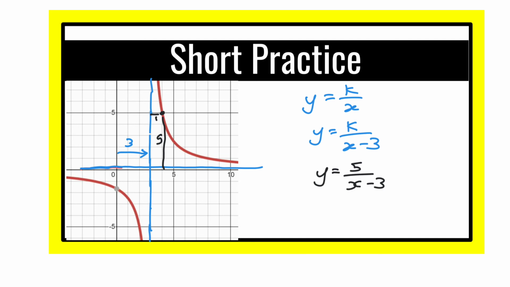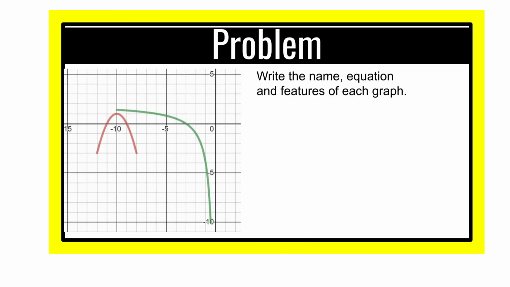That was hyperbolas. And our last one here. So the name is a hyperbola. The equation, I'm going to draw my asymptote. That goes along here. The vertical asymptote is still the same. The horizontal has moved up 2. So my equation is going to be y equals some number over x plus 2, because it's moved up 2.